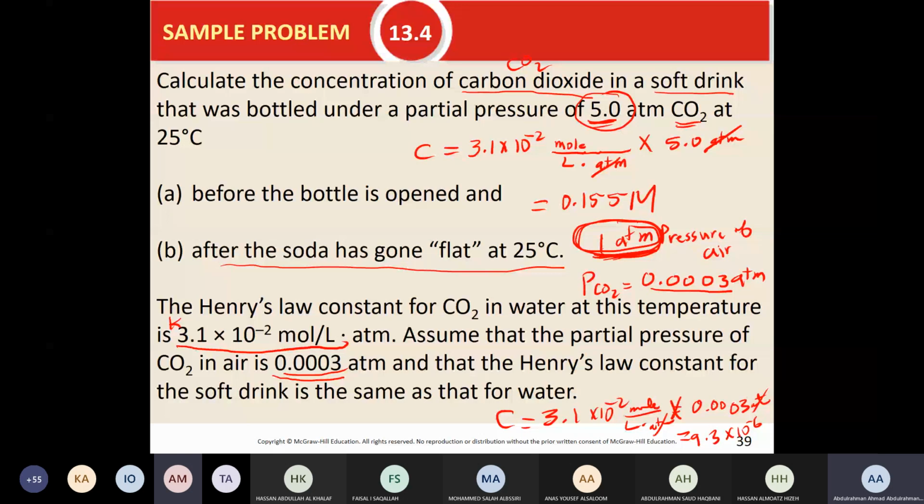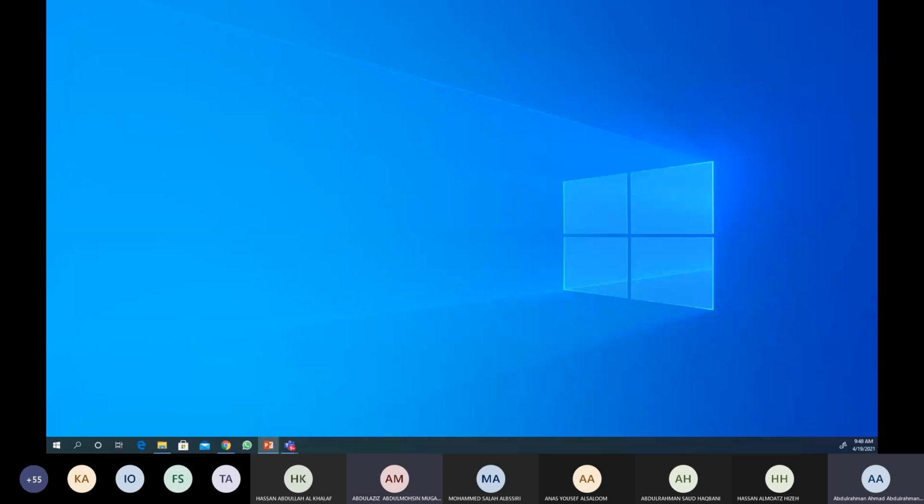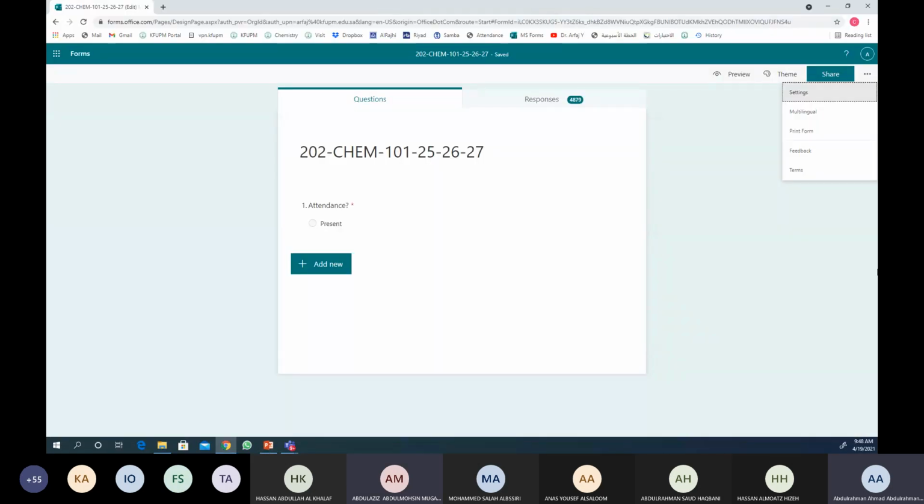Doctor, it will be given, right? Yes, the pressure of CO2. Of course. Okay.